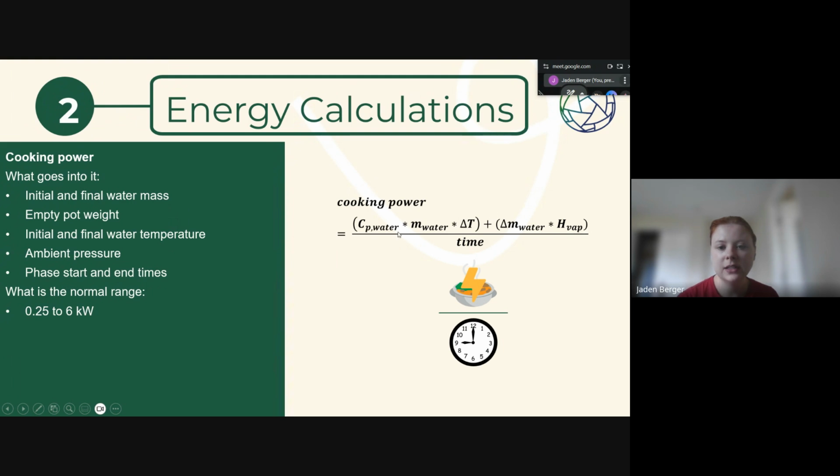So we can see this top bit again. This comes from our thermal efficiency. Remember, this is our useful energy delivered, so the amount of energy that our pot actually saw, divided by the time. And we expect this to be lower than our firepower. It should correlate with your thermal efficiency. And so we're expecting around 0.25 to 6 kilowatts.